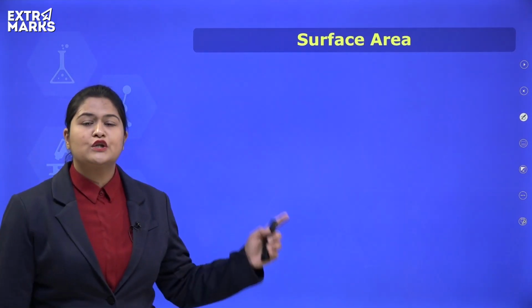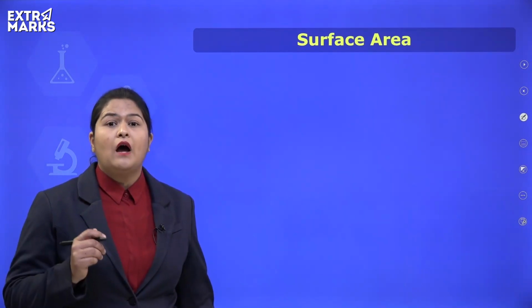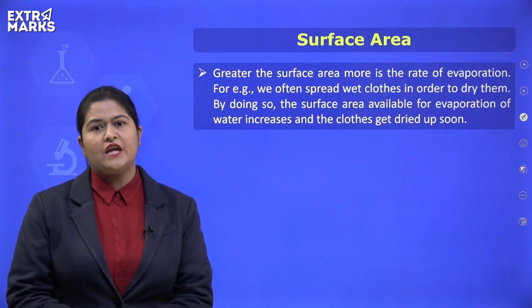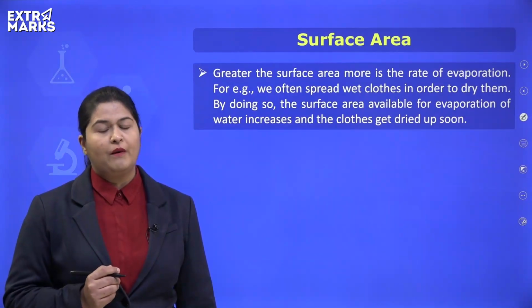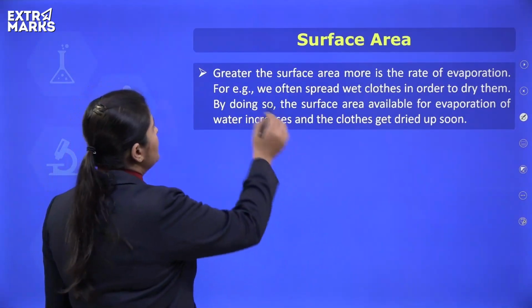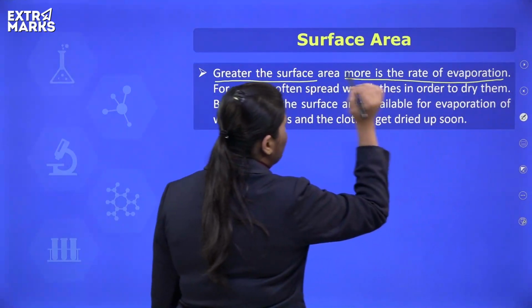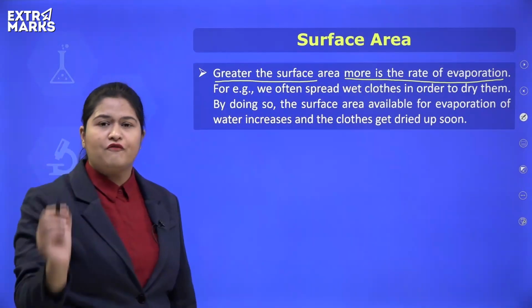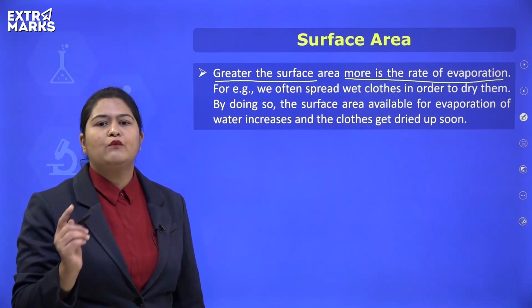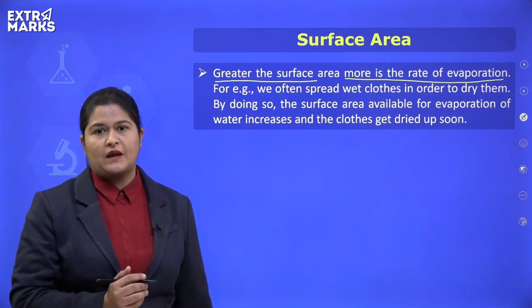Let's start our discussion with surface area, and let's try to understand how a change in surface area affects the rate of evaporation. So, first of all, you need to know the fact. The fact is, greater the surface area, more is the rate of evaporation. That means with the increase in surface area, the speed at which evaporation takes place increases. Now, why does this happen?